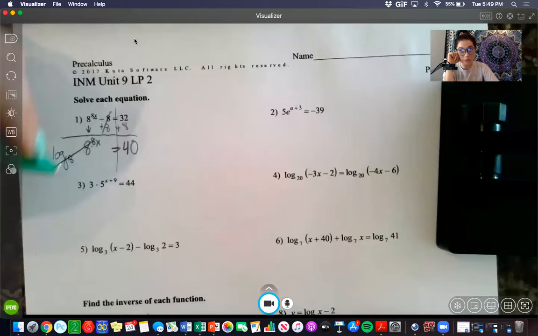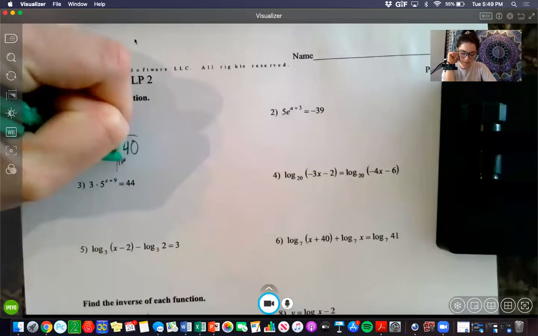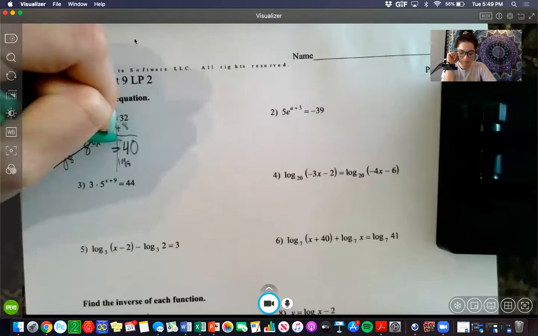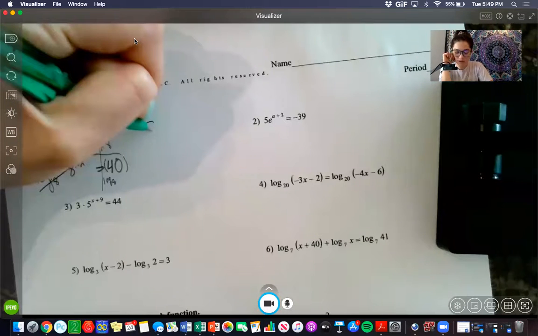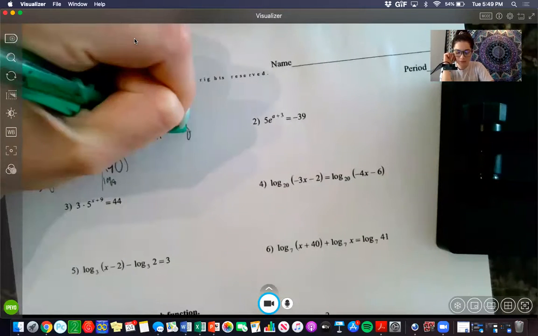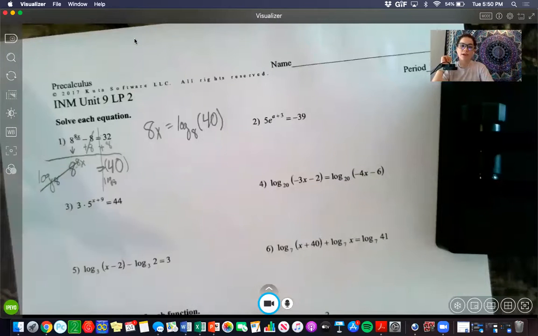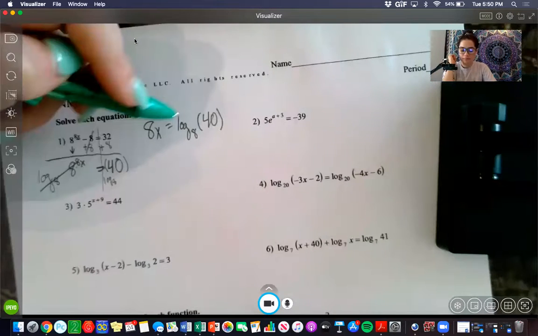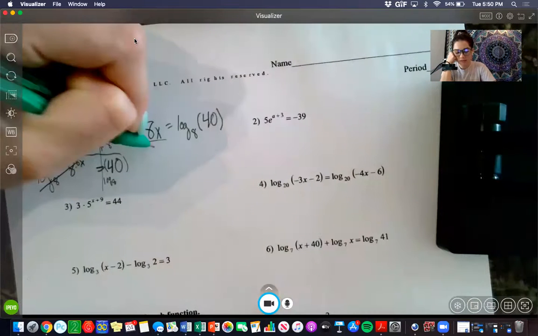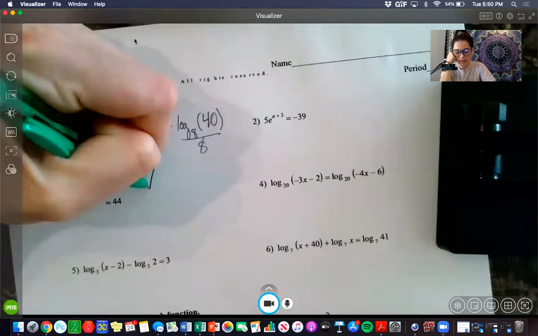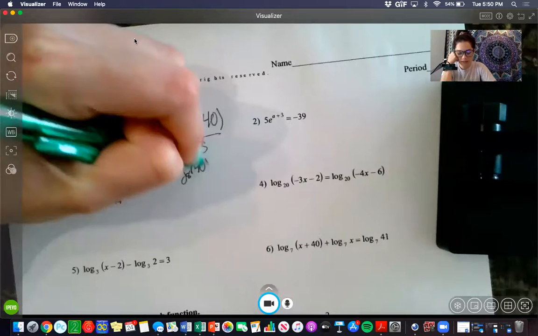Now remember, whatever we do to one side, we have to do the other. So I have to take log base 8 of whatever this is. So my 8x comes down, and I have log base 8 of (40). I like to use parentheses because if we were to actually type this into our calculator, you'll see in a second. The next step we need to do is divide by 8, and we do that on both sides. Those cancel, and I get x equals (log base 8 of 40) divided by 8.